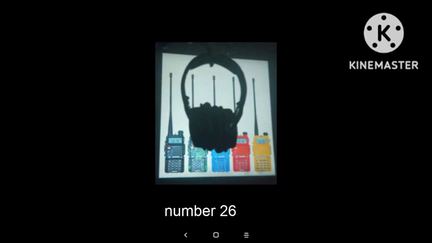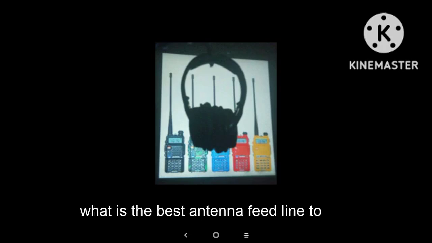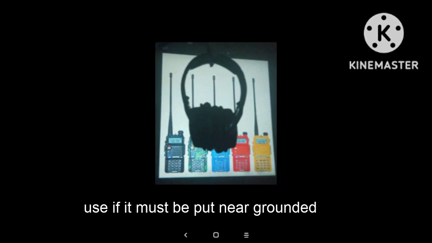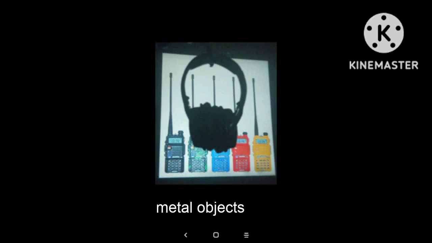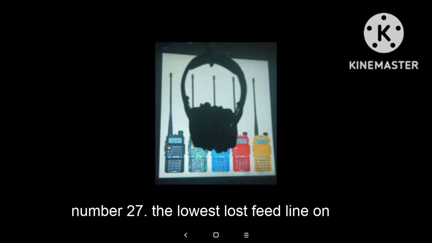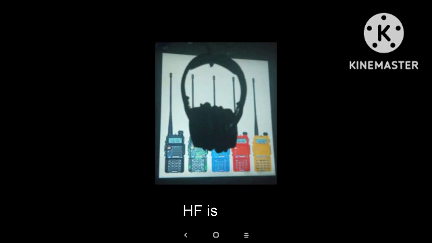Number 26. What is the best antenna feed line to use if it must be put near grounded metal objects? Coax cable. Number 27. The lowest loss feed line on HF is open wire.